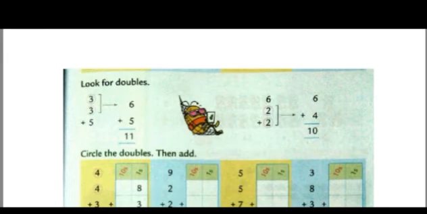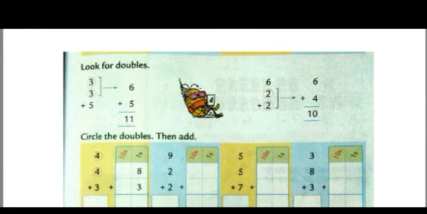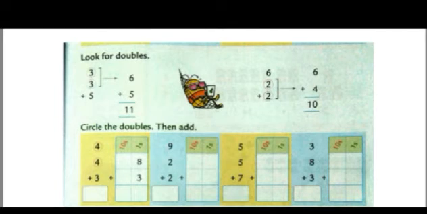Now the next step is look for doubles, which says if you are adding 3 numbers, first look for the numbers which are given in doubles. First you can add them and then you can add the remaining number to it. Like see this example given here. 3 numbers are given to you, 3, 3 and 5. To make it easy to add, first you need to search for the doubles. So your double numbers are there, that is 3. So first you can circle them and then add them.